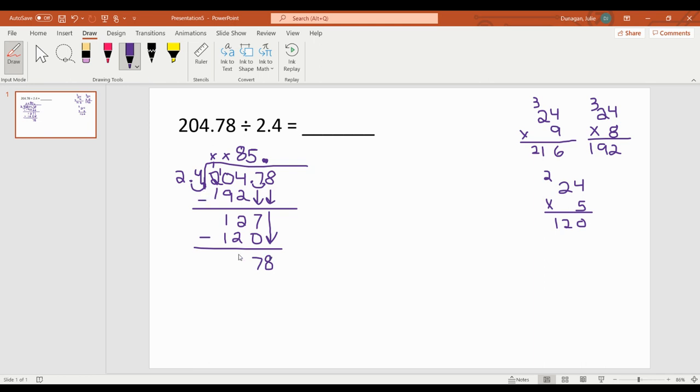How many groups of 24 are in 78? Well, I know 24 plus 24 is 48. So 2 is not going to be enough. I'm going to try 3. So I don't have that equation over here yet. 24 times 3. Okay, 3 times 4 is 12. Write down our 2, regroup our 1. 3 times 2 is 6, plus 1 is 7, 72. That one will definitely work. I cannot get another group of 24 from there.